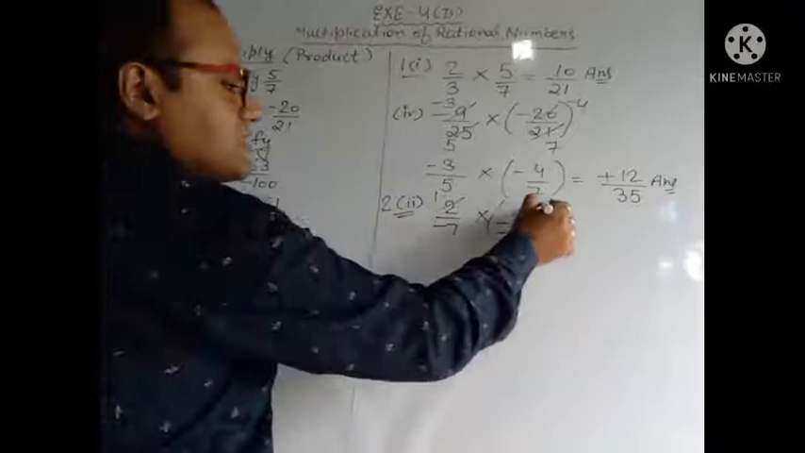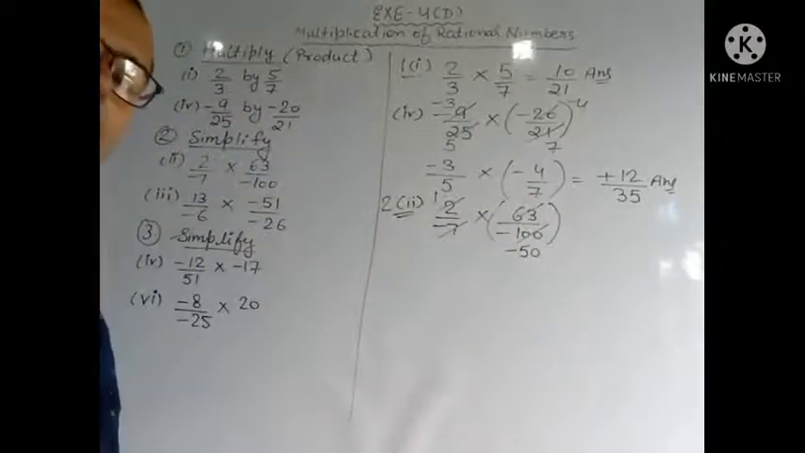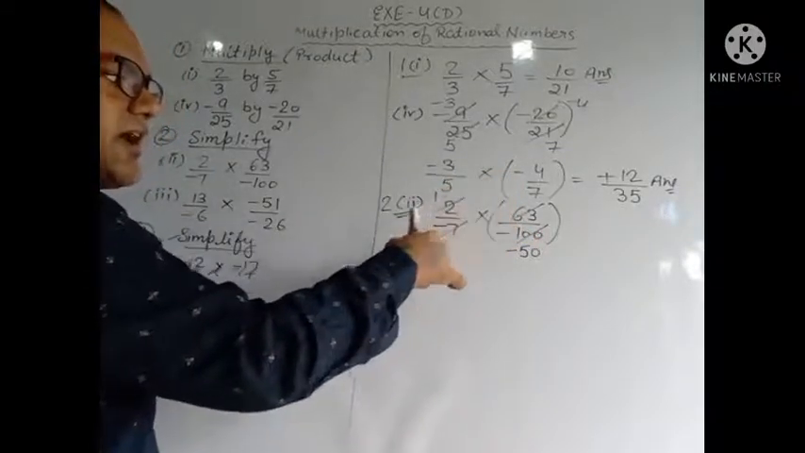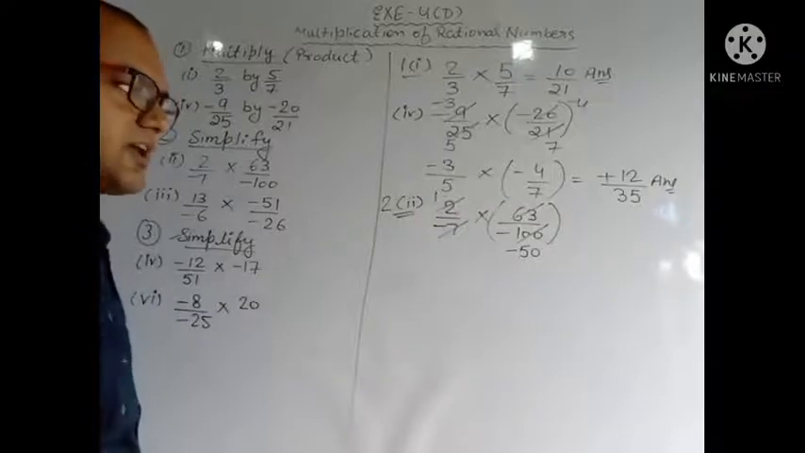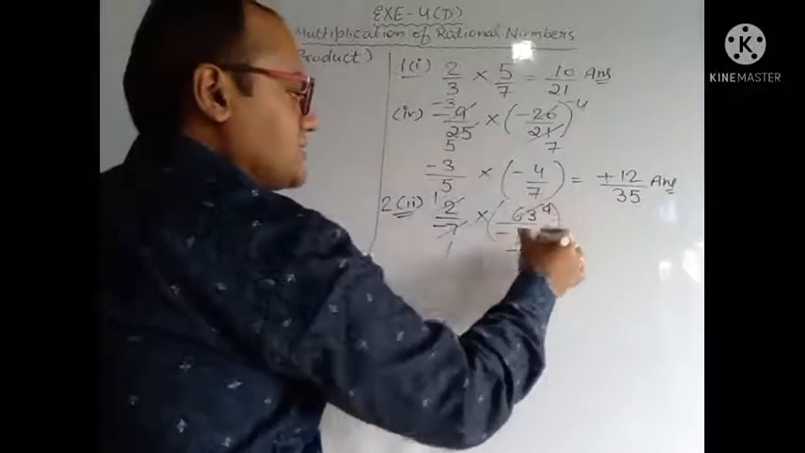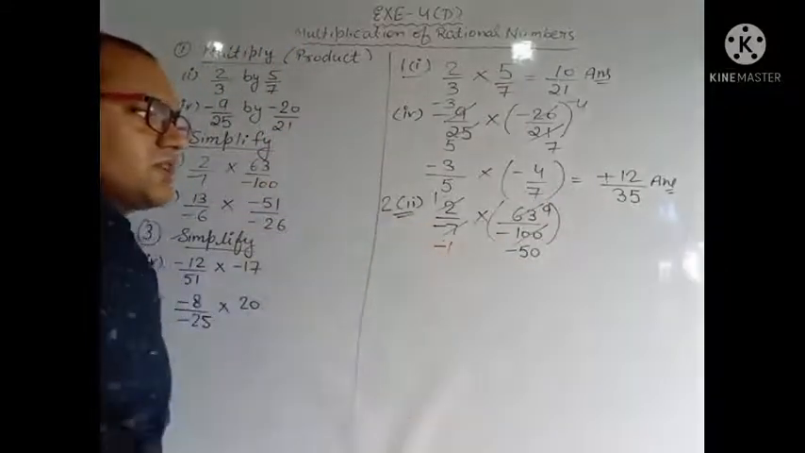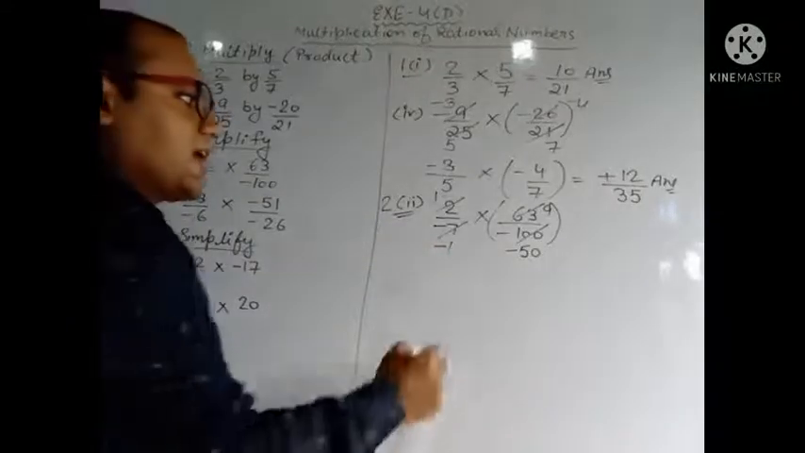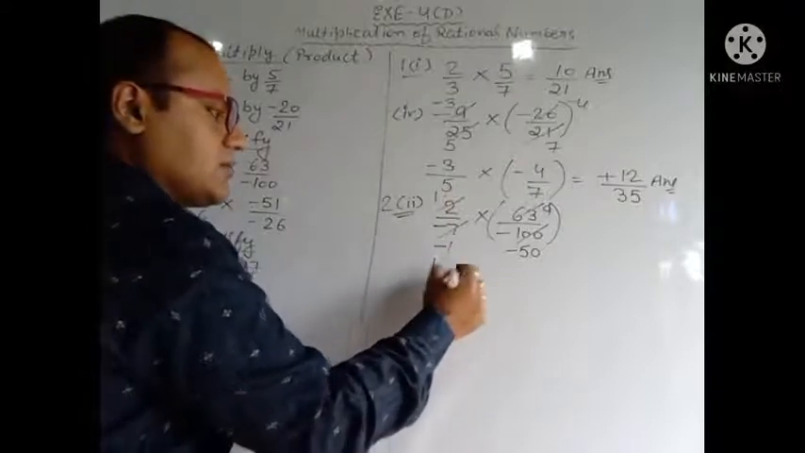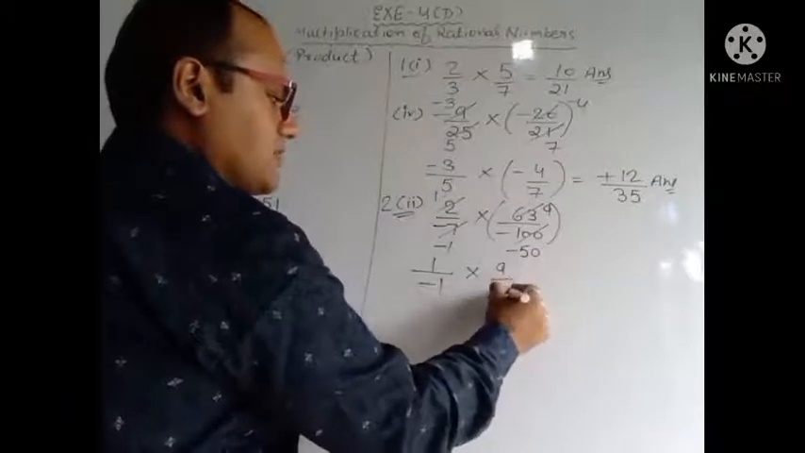Now if we will see this numerator number 63 and denominator number 7, both are coming in a table of 7, so we will cut these two numbers, 63 in the numerator and 7 in the denominator. Both numbers we will cancel with 7 table. 7 1 ja 7, 7 9 ja 63. But here if you will see minus sign is there in 7, so in the answer also we will use minus sign. Now we will write the remaining number 1 upon minus 1 multiply 9 upon minus 50.